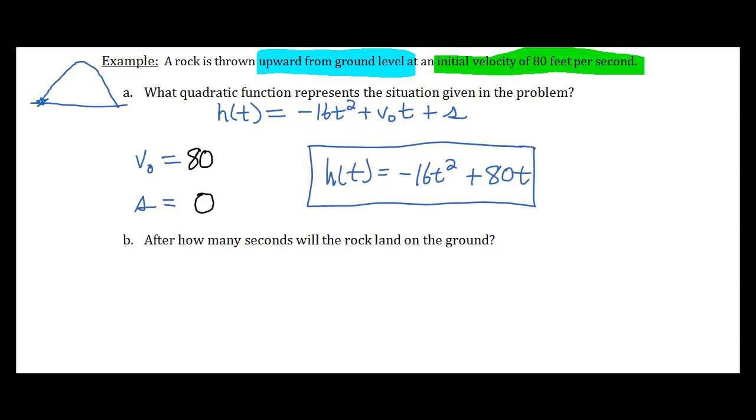It says, after how many seconds will the rock land on the ground? Well, the rock starts on the ground here, and I want to know at what time will my rock be here, right? So I want to solve for t, right? How many seconds? That means I'm solving for t. When the rock lands on the ground. Well, the ground is at ground level, and that means the height is 0. All right, so I'm going to solve for t when h equals 0, the height equals 0.